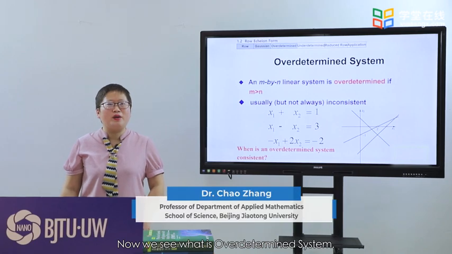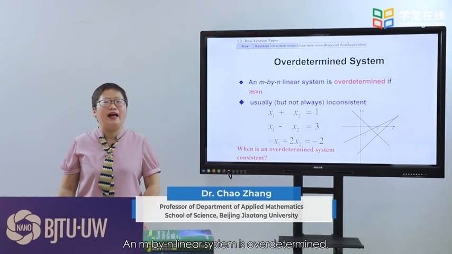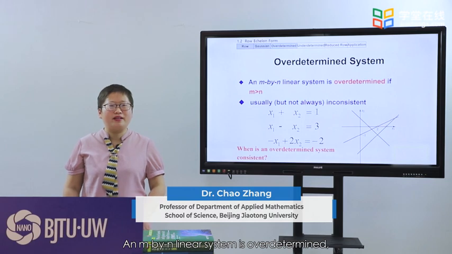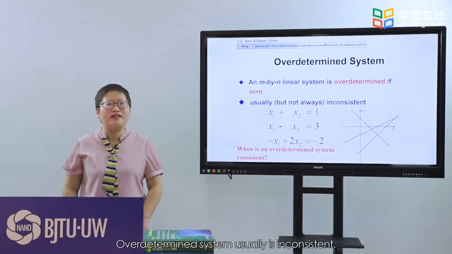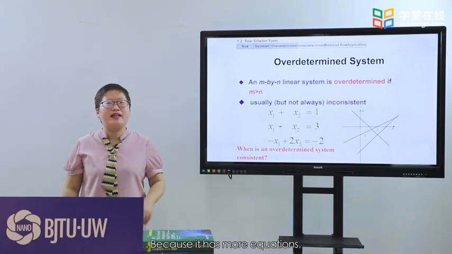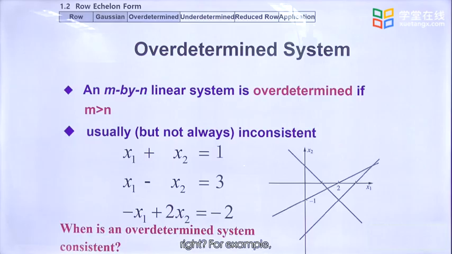Now we see what an overdetermined system is. An m by n linear system is overdetermined if m is greater than n. An overdetermined system is usually inconsistent because it has more equations but fewer unknowns, right? For example, we see this 3 by 2 system. It has 3 equations and 2 unknowns, so it's an overdetermined system.